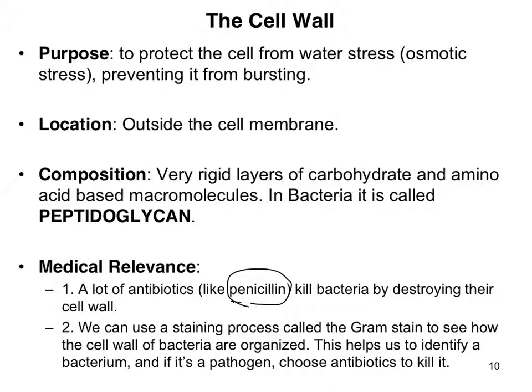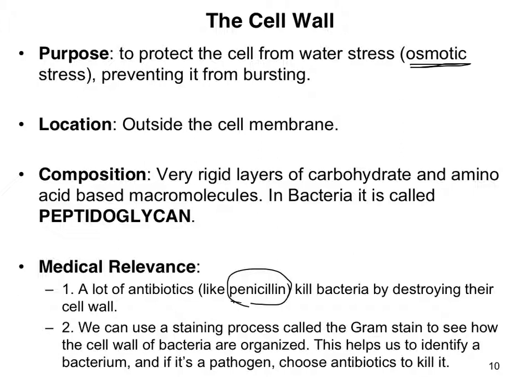And it's essential because it protects the cell from water stress, also known as osmotic pressure or stress. In other words, it prevents cells from bursting when they're in environments where the saltiness on the inside of the cell is not the same as the saltiness on the outside of the cell, which causes water to move via osmosis, creating internal pressure and lysis. In order to protect bacterial cells and archaeal cells from such a fate, they have a cell wall.